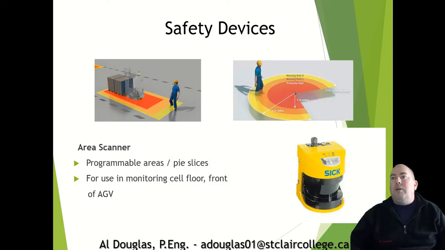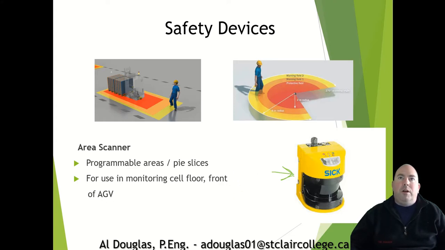Here's another one, the area scanner. This thing here looks like a coffee pot. This is an area scanner. What this does is, it has a laser inside it that spins around and detects distance in every direction, and you can program this to whatever shape you want it to be. We use this to protect abnormal shaped areas on a floor.